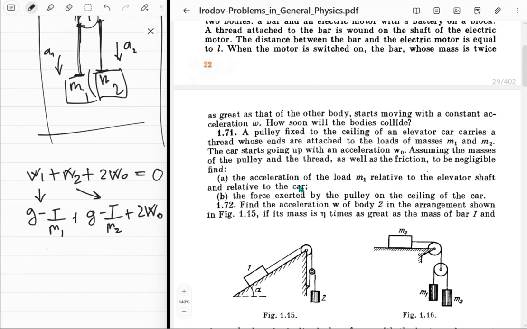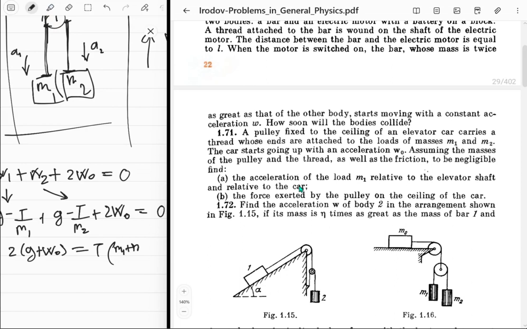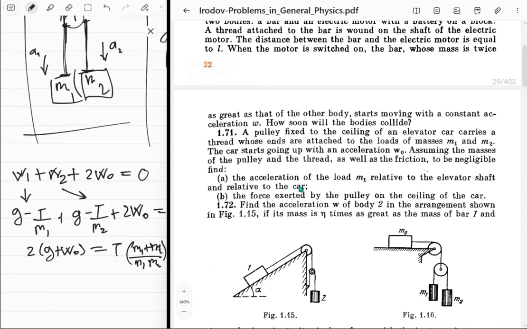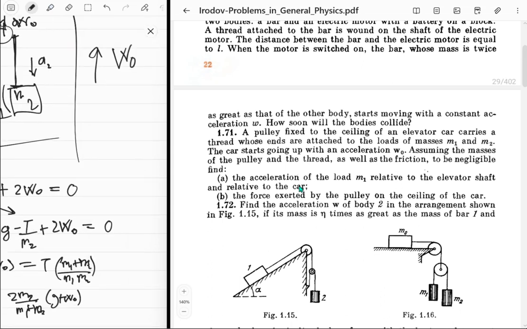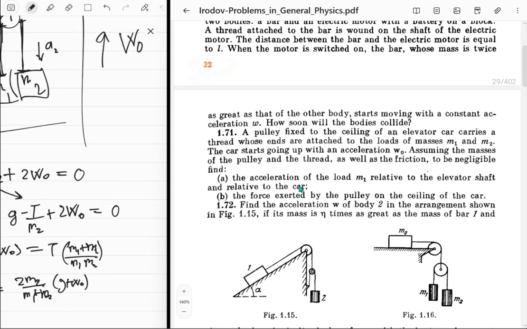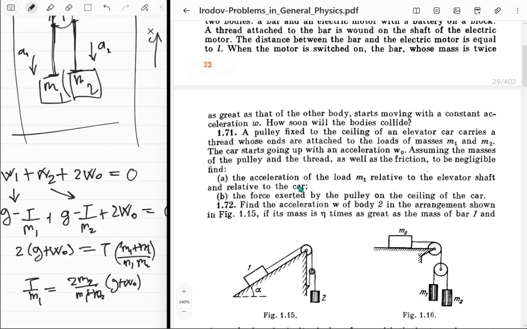It gives us 2 times (G plus W naught) is equal to T times (M1 plus M2) upon M1 times M2. And we need to figure out what T upon M1 will be. So T upon M1 will be 2M2 upon (M1 plus M2) times (G plus W naught). Now just plug that in there: G minus this thing.